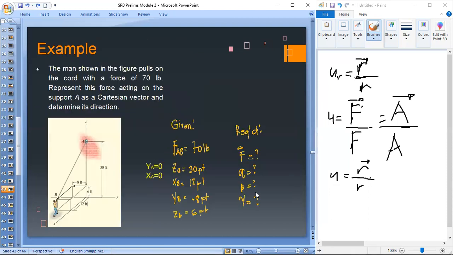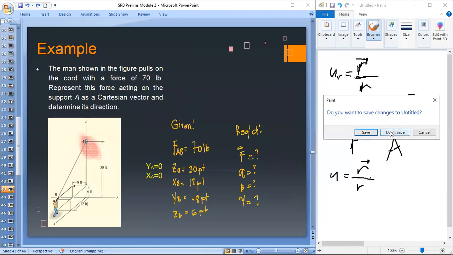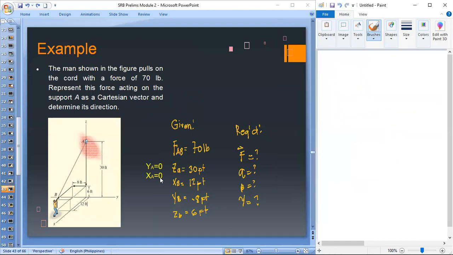Put them together. So, we have an example here. The man shown in the figure pulls on the cord with a force of 70 pounds. Represent this force acting on the support A as a Cartesian vector and determine its direction. So, Cartesian vector form. First we need the points, starting from A.